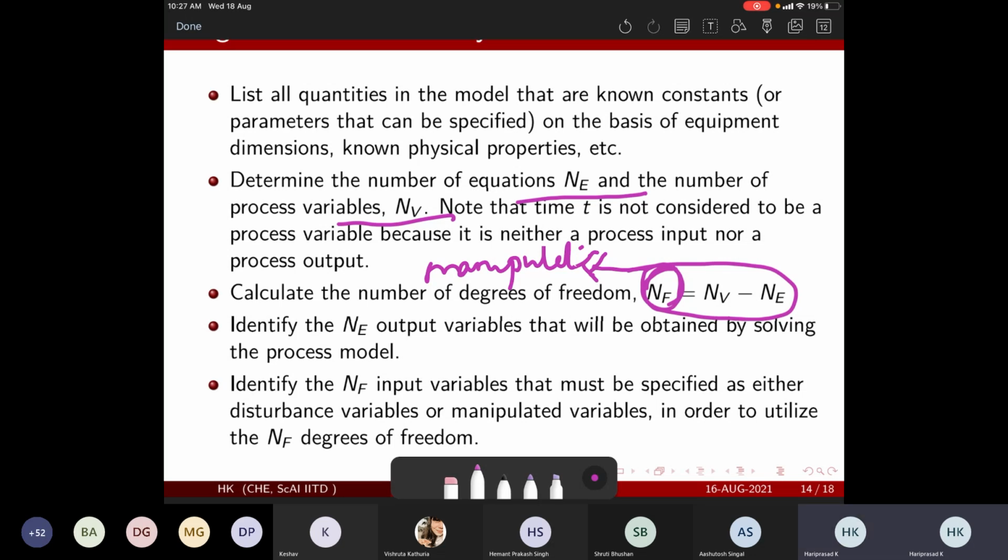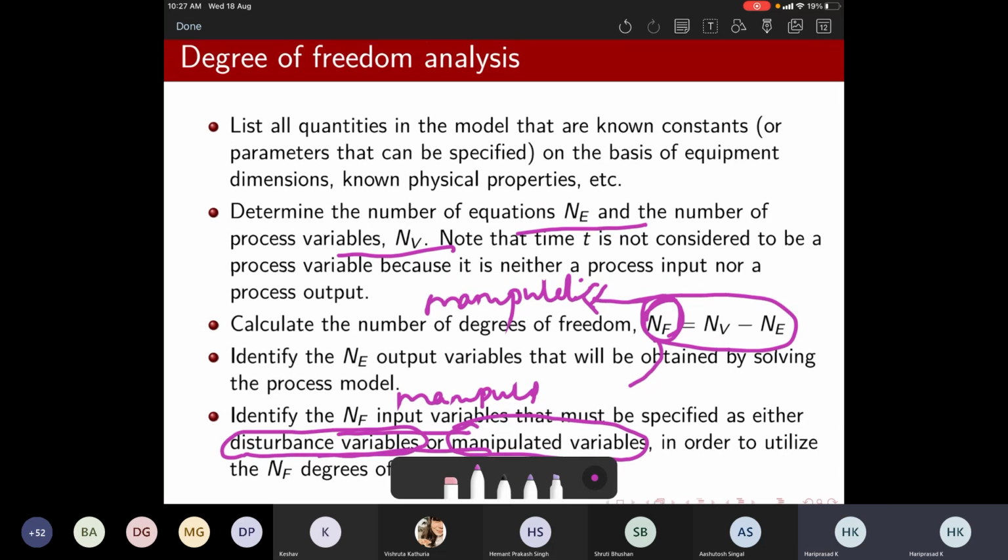But most systems will have excess degrees of freedom, so you will have to identify which of these are input variables, which are manipulated or disturbance. Most of the time, when we calculate this NF, the degree of freedom, some of them would be, of course, ones you don't have any control over, which would directly become the disturbance variables. Some of them you may have control over, and they will become the manipulated variables.